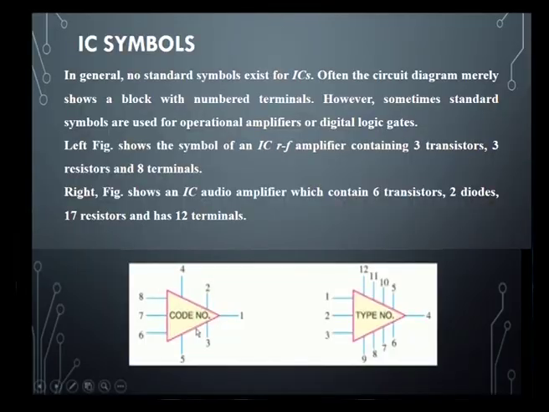Next will be IC symbols. The IC symbols are not standard ones. IC symbols are for our reference and convenience or to study only, we have certain symbols like for operational amplifiers. The symbol that we are going to use is like this. We can study the audio amplifier with the help of symbols like this, which is having 3 transistors, 3 resistors and 8 terminals.